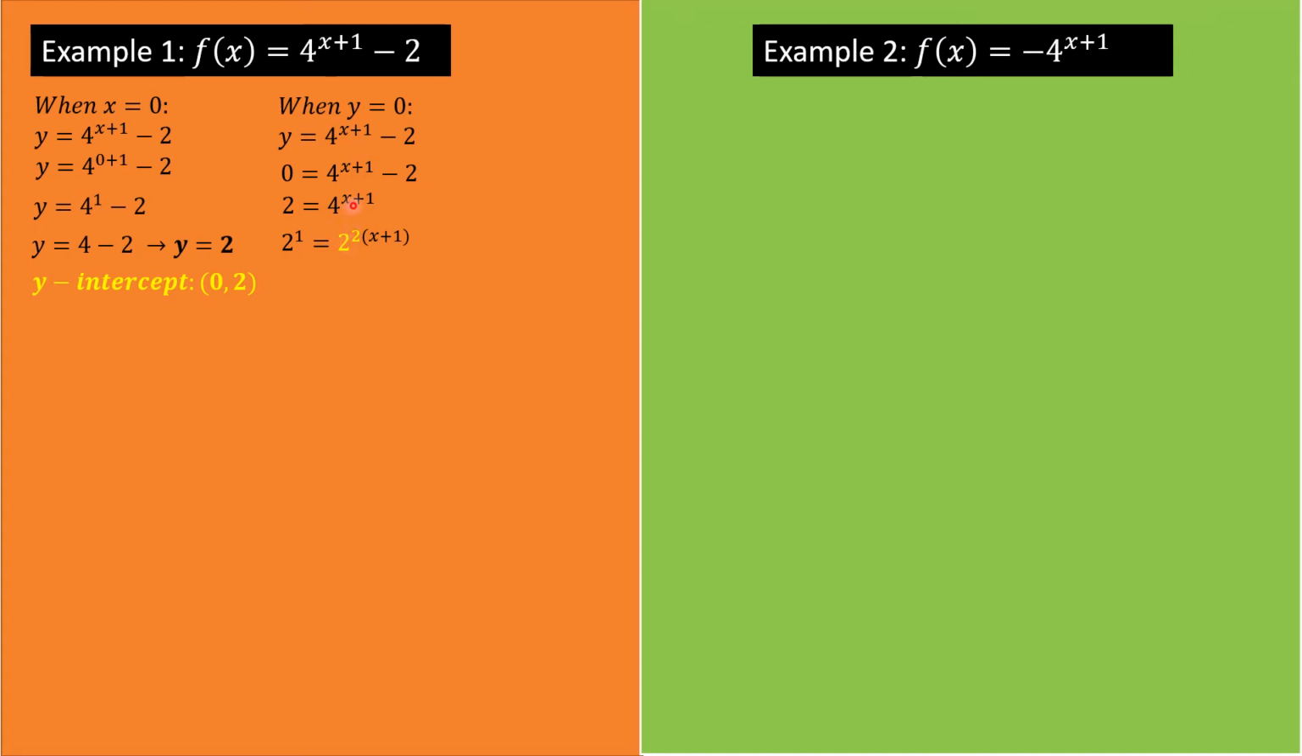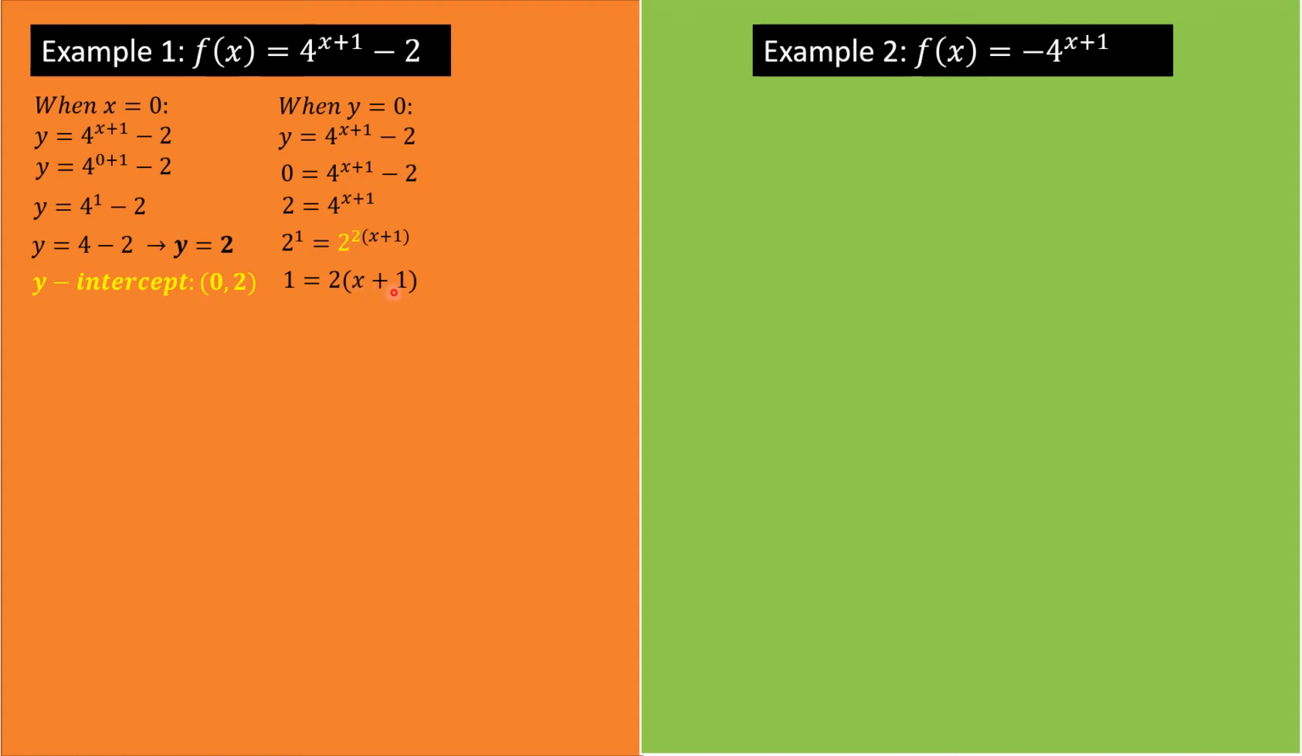Then, multiply the exponent on top, which is x plus 1. Now, we have the same base. We have now the same base. So, therefore, we can now solve for the value of x, which is found at the exponent. So, just copy or equate the exponent. So, we'll be having 1 equals 2, quantity x plus 1.